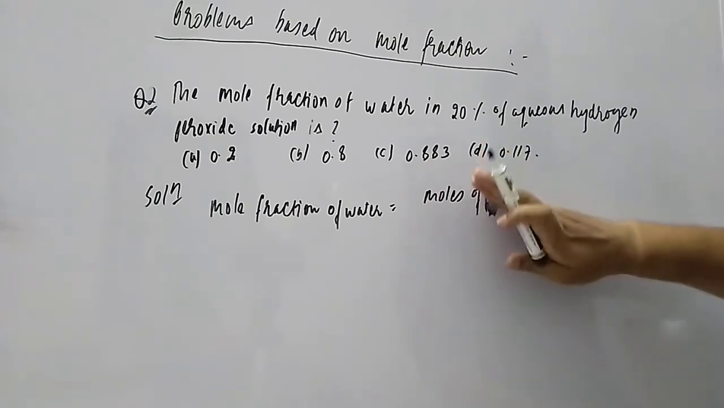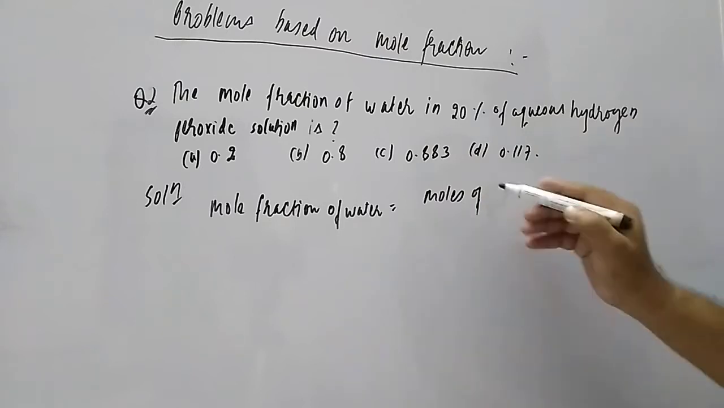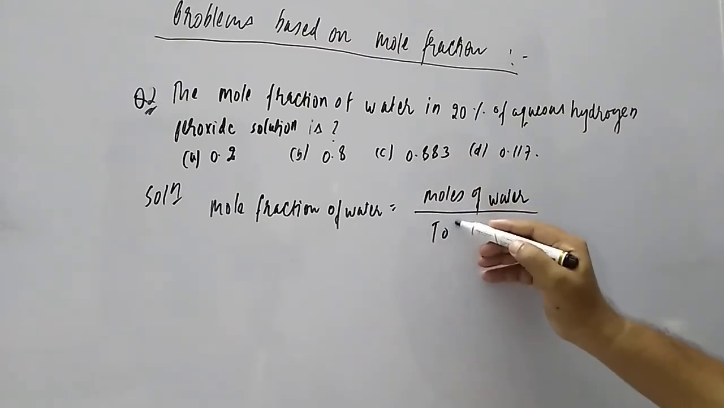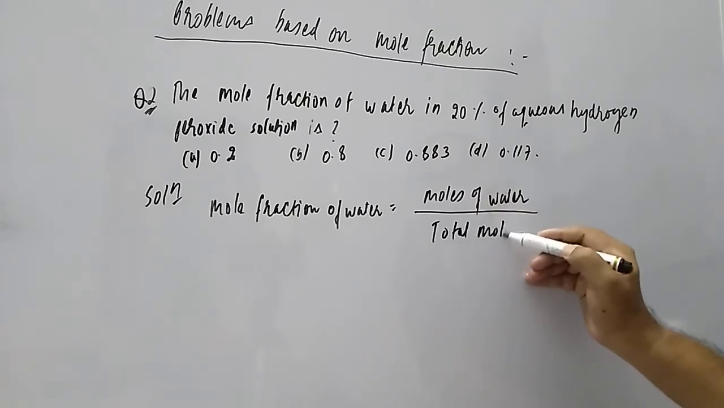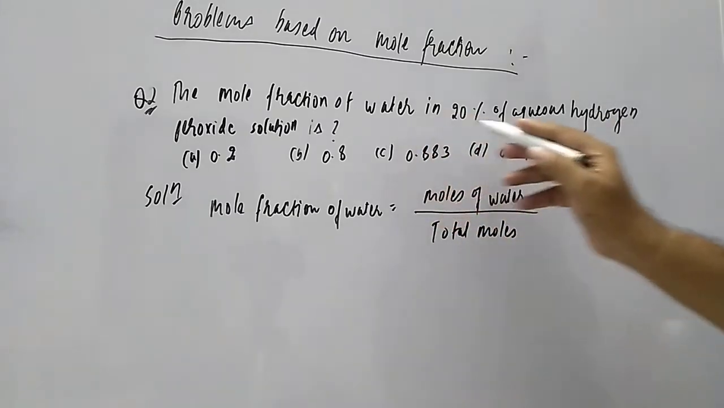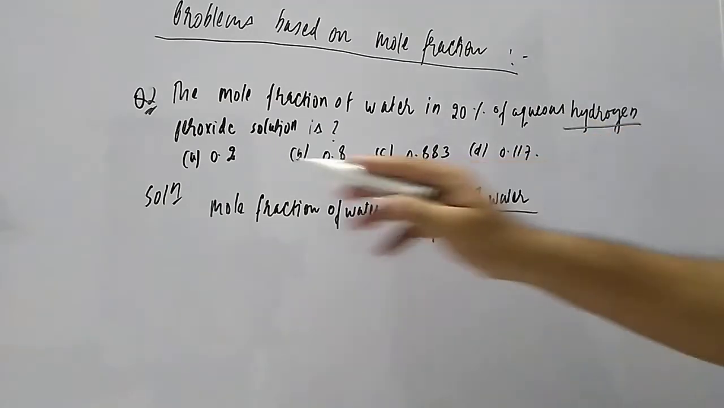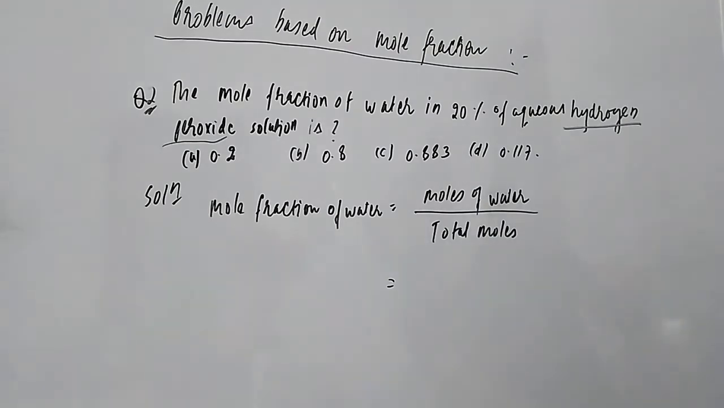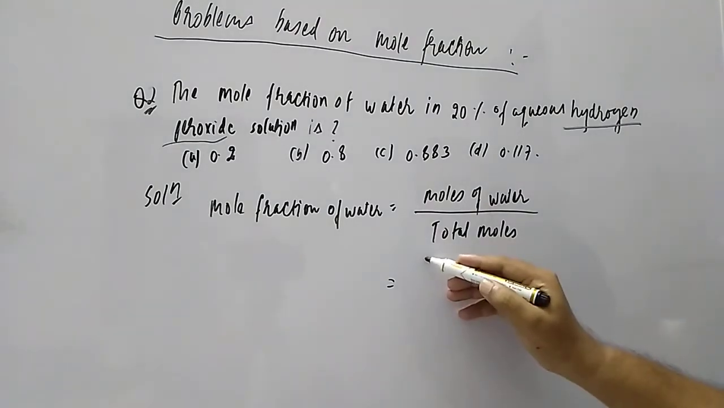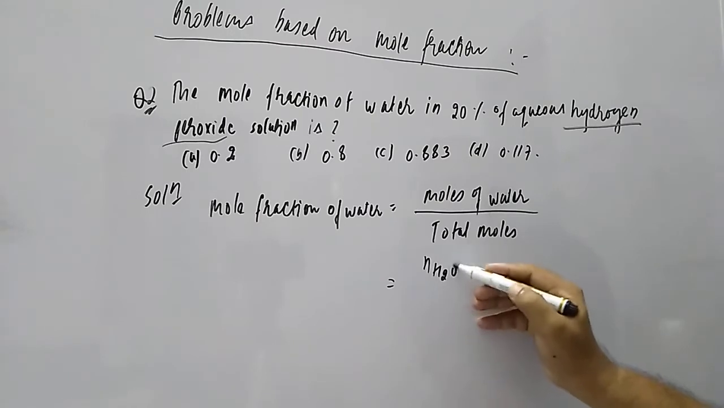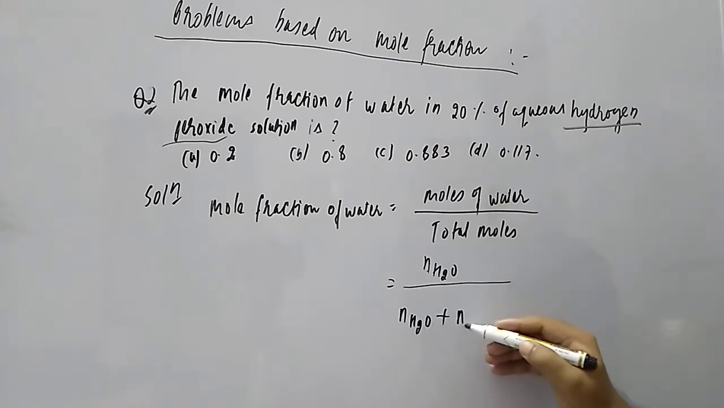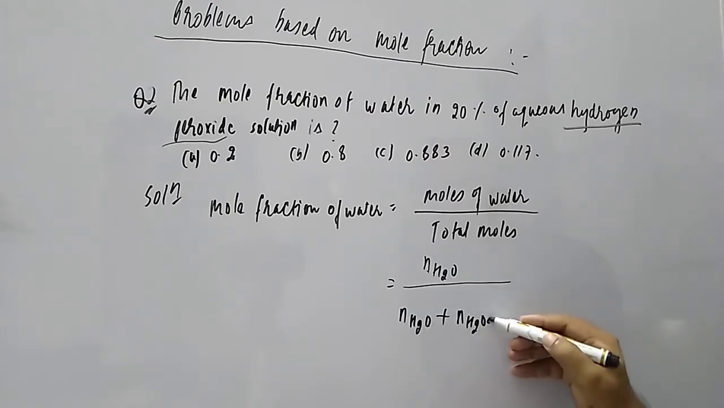total moles. Now, total moles means water and hydrogen peroxide. How can we simplify this a little more? Moles of water, we can write nH2O, where n is for number of moles, divided by nH2O plus n of hydrogen peroxide, H2O2.